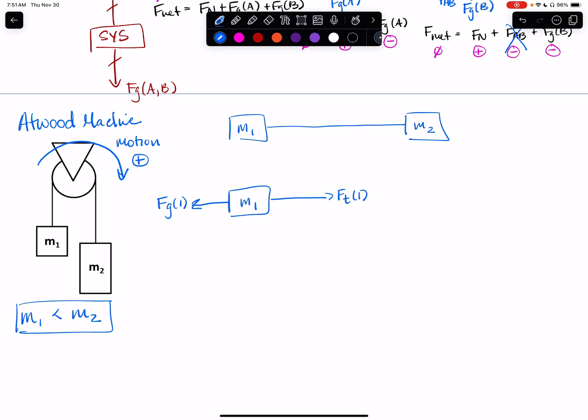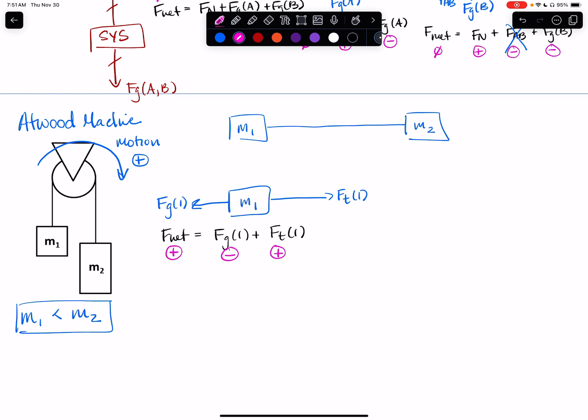All right, so we're going to write our F net for this object. That's going to be force due to gravity plus that tensional force. We know that F net's not 0. We know, in fact, that it has to be positive because of the direction of motion. FG is still negative because in our new drawing, it's still pointed left, and tensional force is positive because it's pointed right, and because we know that tensional force must be greater, it makes sense that F net is going to be positive.